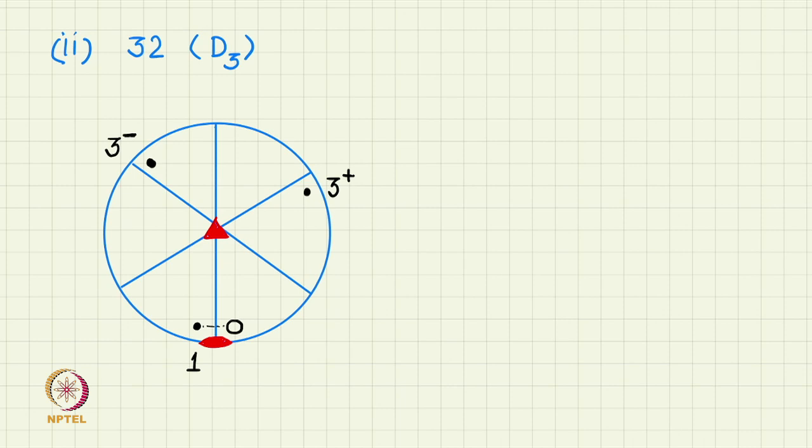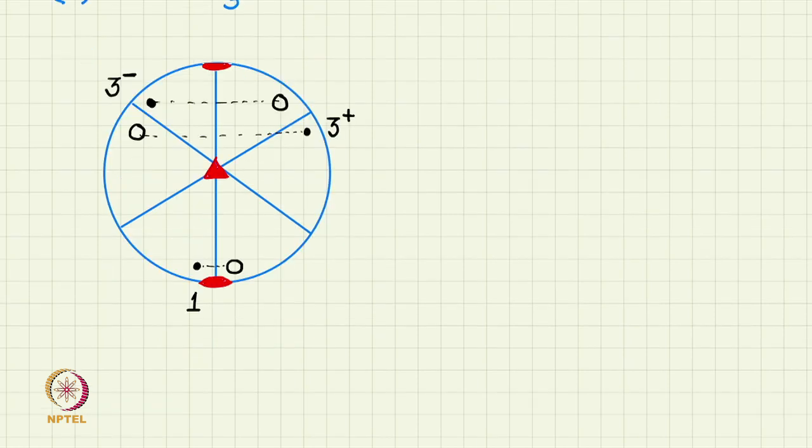Similarly, it will work on this point also, the point corresponding to the 3 plus, and take it to the other side, below the equatorial plane. And it will act on this and bring it here and place it below the equatorial plane. So, now I have generated all the points which result from this threefold and a twofold, and the group is complete.